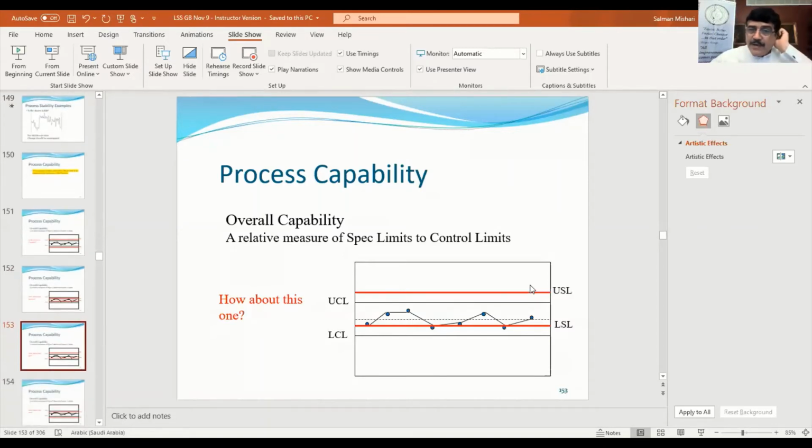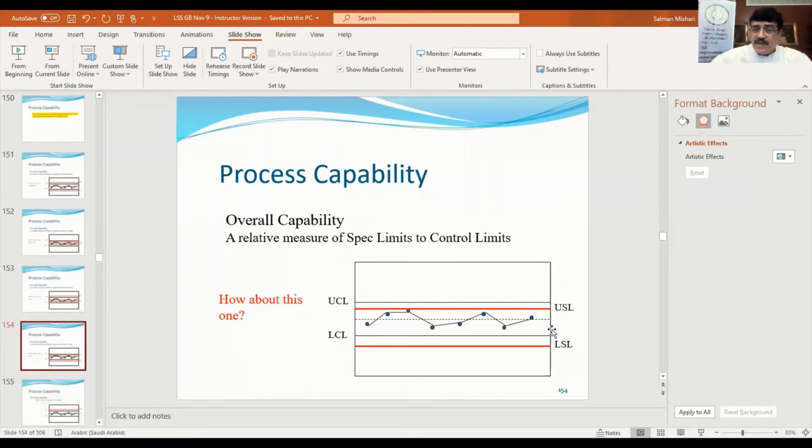How about this one here? What do you think? It's capable from one side, but it's not capable from the other side, right? It looks capable, it will not touch my upper specification limit, but it is touching my lower specification limit. So my data has to be within the lower specification limit and the upper specification limit. How about this one here?